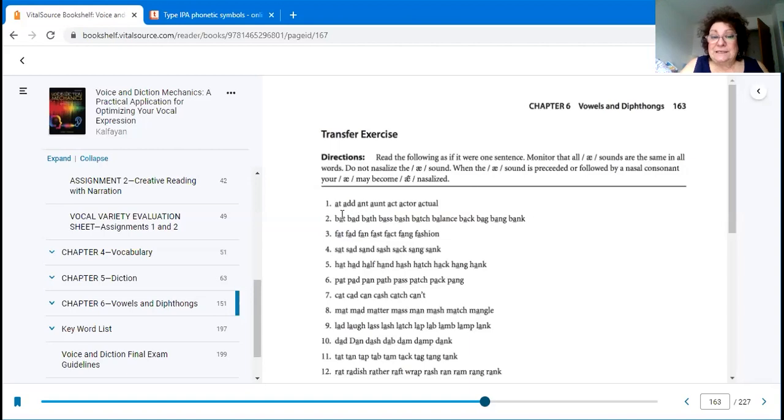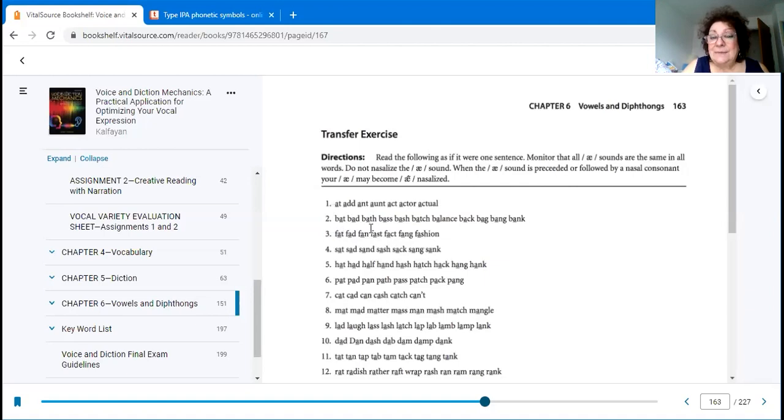So a good way to practice not to nasalize, number 1 would be lower that jaw. And there's no way it's going to be in your nose. If we keep our jaw closed, it goes up our nose. We take the first word, at, and we take the word that we nasalize, ant. At, ant, the sound has to be the same. Let's take the next one.